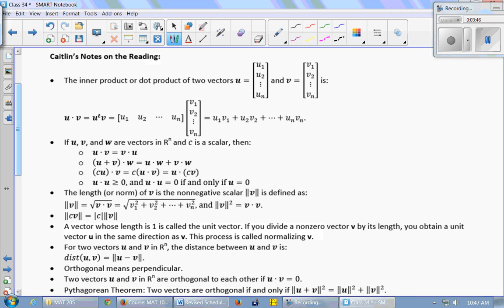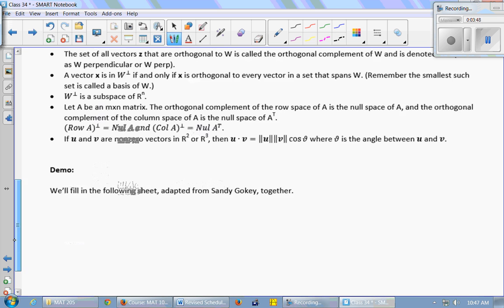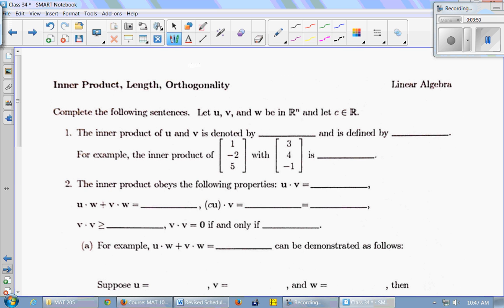And I'm not going to go through all these notes because the demo takes us through most of the vocab. I know that that's not super clear, but I think you can get the gist. Okay, so U, V, and W are going to be vectors in Rn. C is going to be a scalar from R. The inner product of U and V is denoted by U dot V. So inner product is another word for dot product.